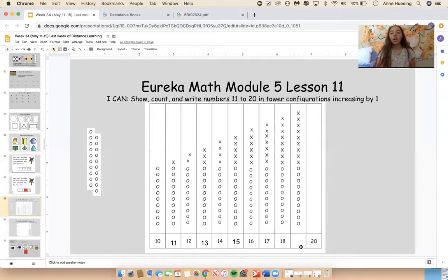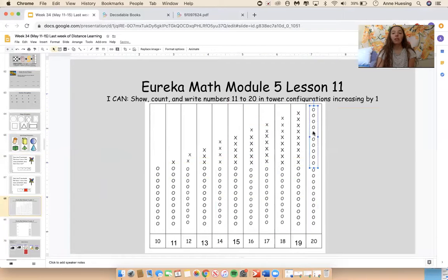Now we have this one right here with 10, 11, 12, 13, 14, 15, 16, 17, 18, 19. What's our number that goes here? 19. Very good. Now for 20, look down here. How many groups of 10 do we have? 2. 2 groups of 10. So I'm going to use my group of 10 over here, the circles, and put 2 groups of 10. Very good. Do we see that we need any extra ones, any X's? No, because there's a 0 there in the ones column. Very, very good. We filled in our chart with a tower configuration.